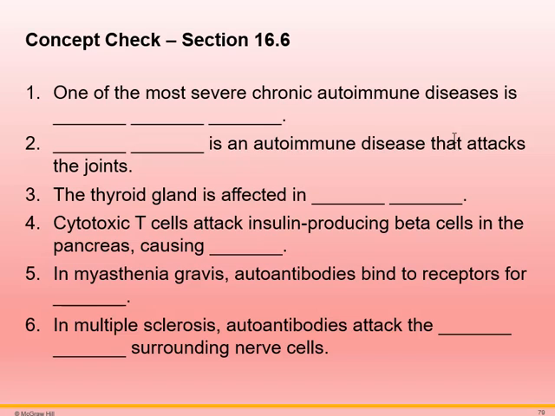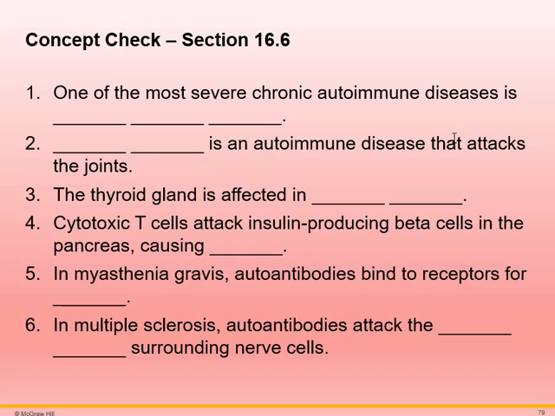Concept check 16.6. Here are the questions. One of the most severe chronic autoimmune diseases is blank, blank, blank, so systemic lupus erythematosus, I believe. It affects all of the different organs of the body. It's very blank is an autoimmune disease that attacks the joints. That would be rheumatoid arthritis.